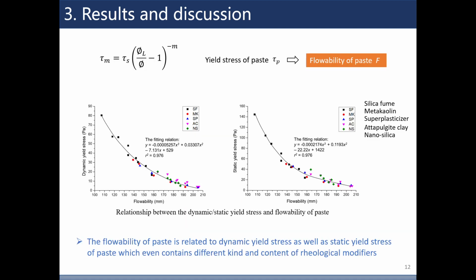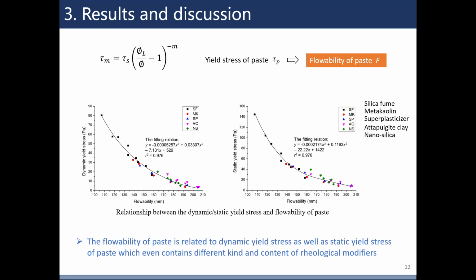In the modified Krieger model, the yield stress of paste is an essential parameter, but the yield stress measurement for paste requires a rheometer that is not a general device. In order to make the modified Krieger model more convenient to design the mix of printable mortar, we use an easier obtained parameter, the paste flowability, to replace the yield stress of paste in the modified Krieger model to predict the yield stress of mortar.